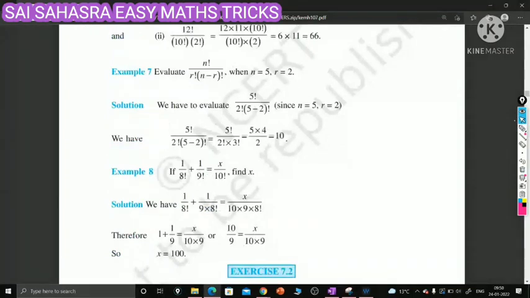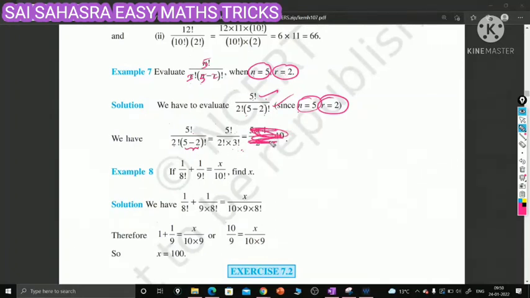Next, example number 7, I need not explain, but even though I am explaining, n value 5, r value 2. Wherever n is there, write there 5. And wherever r is there, write there 2. So now it will become 5 factorial by 2 factorial into 5 minus 2 factorial. Since n value 5 and r value 2. 5 factorial, keep like that only. 5 minus 2 means 3 factorial.